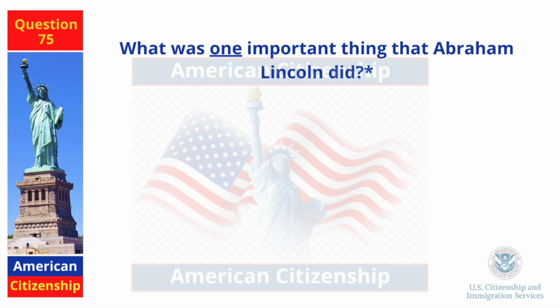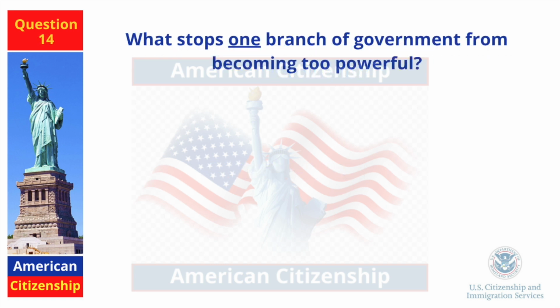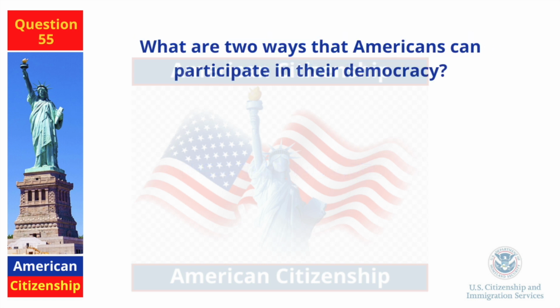What was one important thing that Abraham Lincoln did? Freed the slaves. What stops one branch of government from becoming too powerful? Checks and balances. What are two ways that Americans can participate in their democracy? Vote, join a political party.